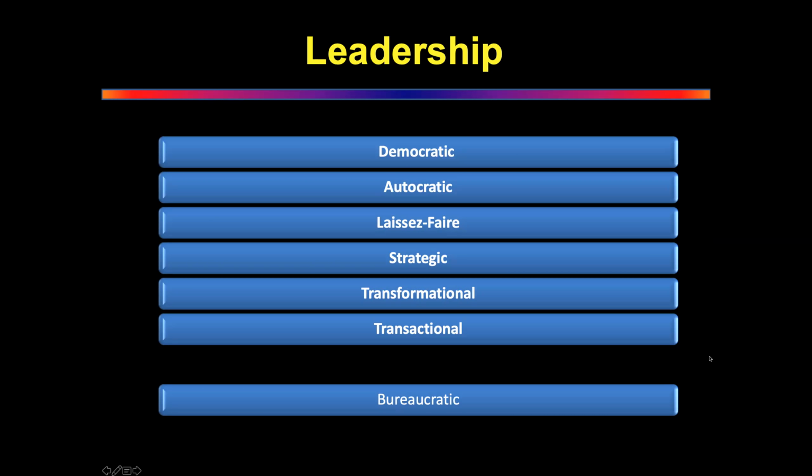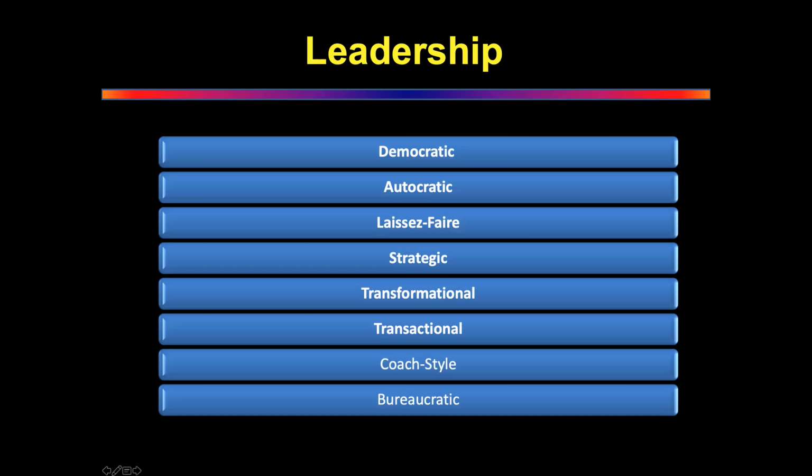So there are 7 types of leaderships. Okay, you must know that. There is autocratic, democratic, laissez-faire, strategic, transformational, transactional, coach style, or bureaucratic. Now, you don't need to know real differences between all of them, but the first 3 are easy to understand.